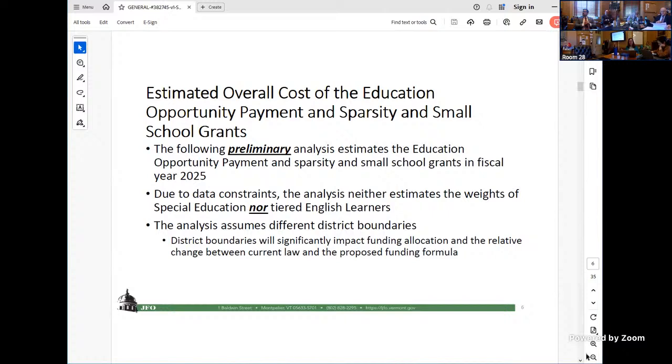We are still working on analysis of the special education weights and the tiered English learner weights. So this is including a flat English learner weight and no special ed weight. And we're looking at different district boundary constructs, but also we know that district boundaries will of course impact the amount of funding going to a district, and will impact the relative change that we're looking at. So we'll see here that dependent on different district configurations, you'll see different swings in districts or regions of the state, depending on where those lines are drawn.